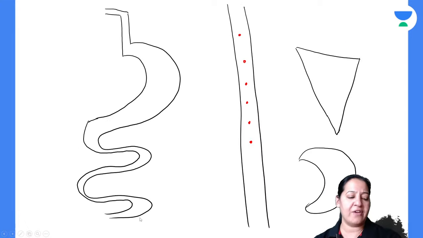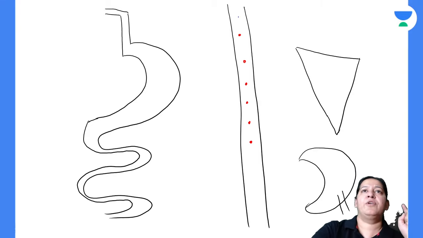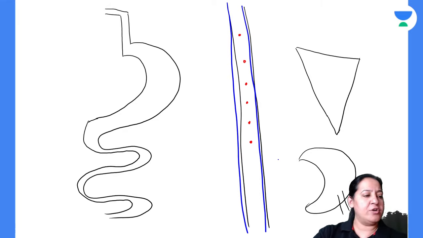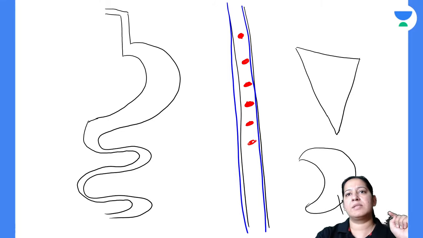Okay. Can you see this diagram? Beautiful diagram I have drawn for you. Can you see a blood vessel? Yes, this is a blood vessel. Inside the blood vessel, can you see the red dots? The red dots are the proteins.